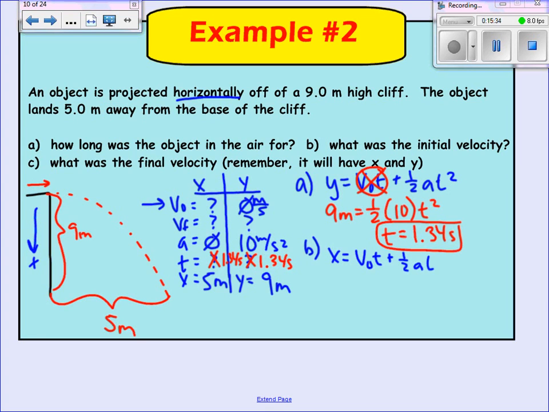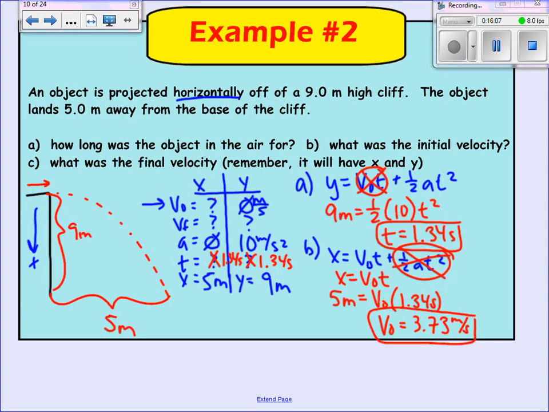Because remember, when I use this equation in the x direction, the acceleration will always be 0, and so that term will always cancel. So I will always get x equals just v initial times t. I know the object traveled 5 meters in the x direction, and that's equal to the v initial, which is what I'm solving for, times the time, which I now know is 1.34 seconds. That will get me my initial velocity in the x direction, and that's going to be 3.73 meters per second. So that is my initial velocity in the x, and it's also my final velocity as well, because velocity never changes in the x direction.